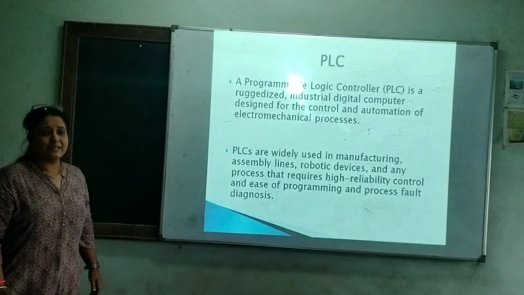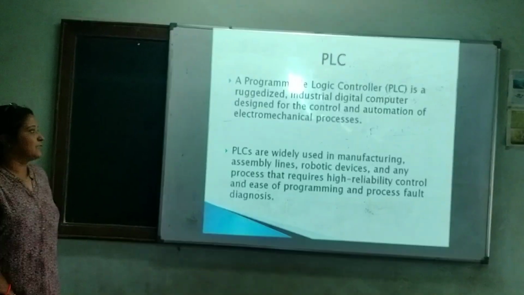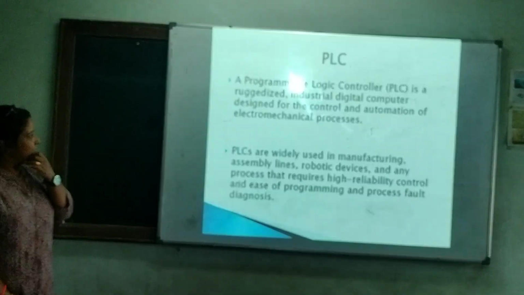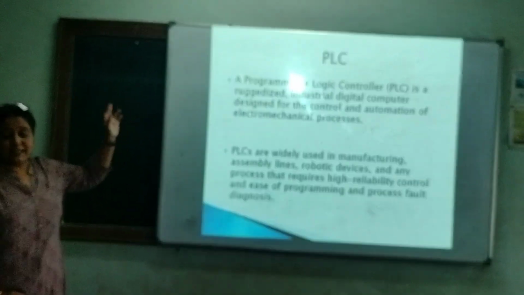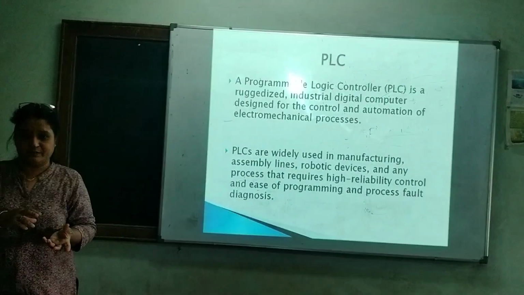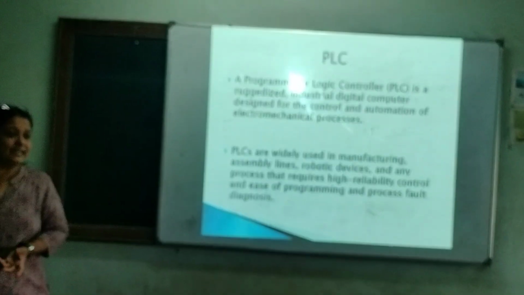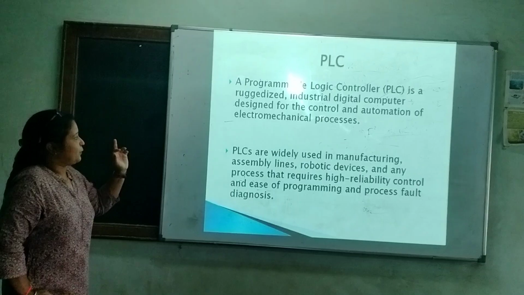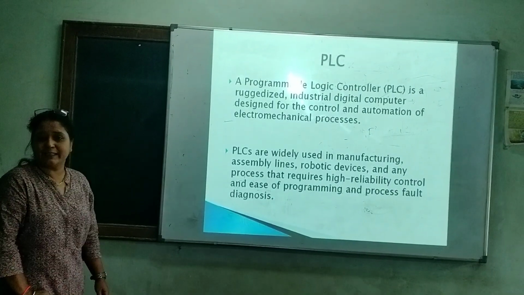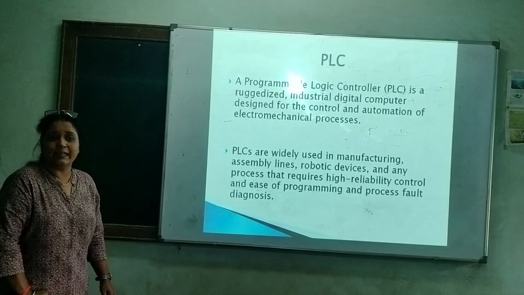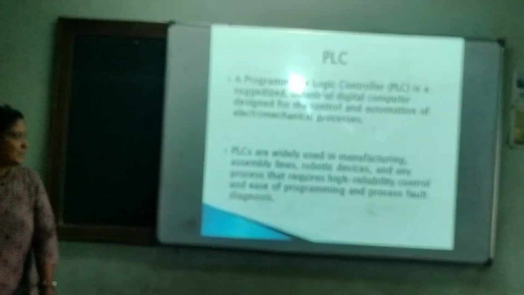Okay. Now PLC, what is the PLC here? It is a programmable logic controller. PLC is a ruggedized industrial digital computer. Here ruggedized means rough and tough. It can be used in the industrial environment, and it is a computer designed for the purpose of the control and the automation of electromechanical processes. Mainly PLCs are designed for the controlling and the automation processes here.